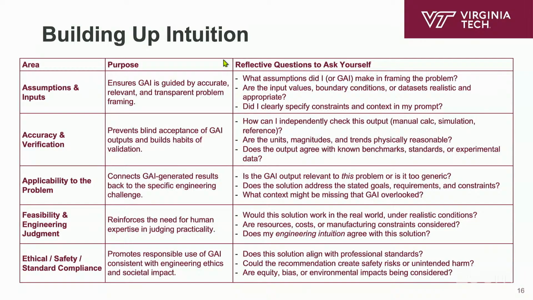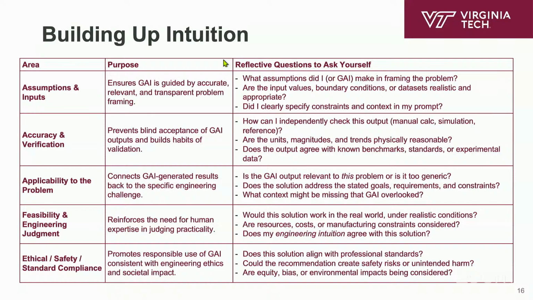You're asking yourself, what are the input values, boundary conditions, data sets? Are they realistic? Are they appropriate? And did I clearly specify the constraints and context in my prompt? We were talking about prompt engineering versus context engineering, and that's what this is around.